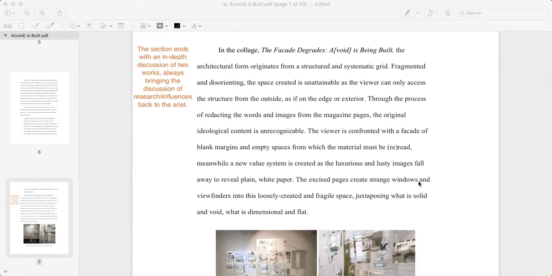Now here we are at the end of that section, and again, always bringing it back to the artist's work. This section ends with an in-depth discussion of the two works that were in the final thesis show. You may end up with a separate section of your paper where you discuss the works that you showed in the final show, but it's okay to integrate that discussion within another section as well, like Taylor's done here.